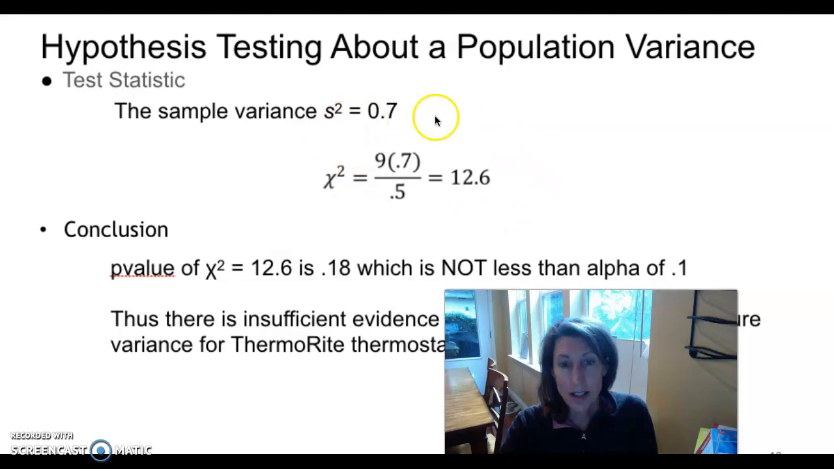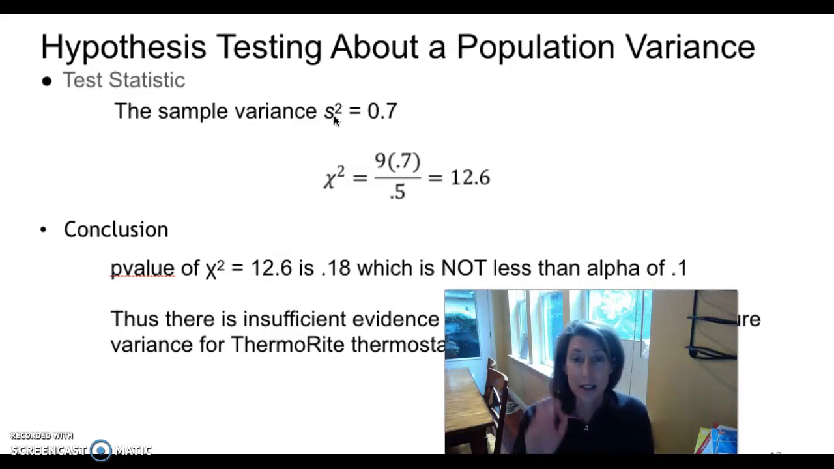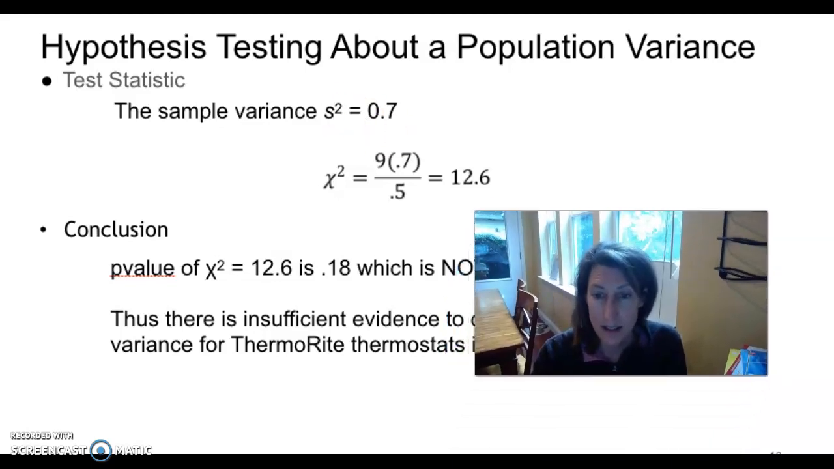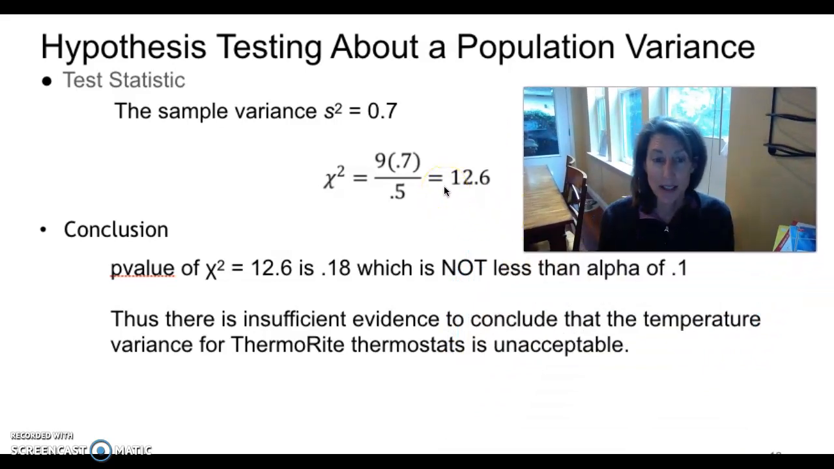So here's our test statistic calculation, step 3. Chi-square is going to be n minus 1. We had an n of 10, so 10 minus 1 is 9, times the sample variance, which I calculated. Do you guys remember how to calculate that? You go to stat, edit, list, put the data in, one variable statistics, and you get out all the good stuff. So I calculated that variance as 0.7, and then I'm dividing by the population variance, which was given to us, 0.5. So my chi-square test statistic is 12.6.